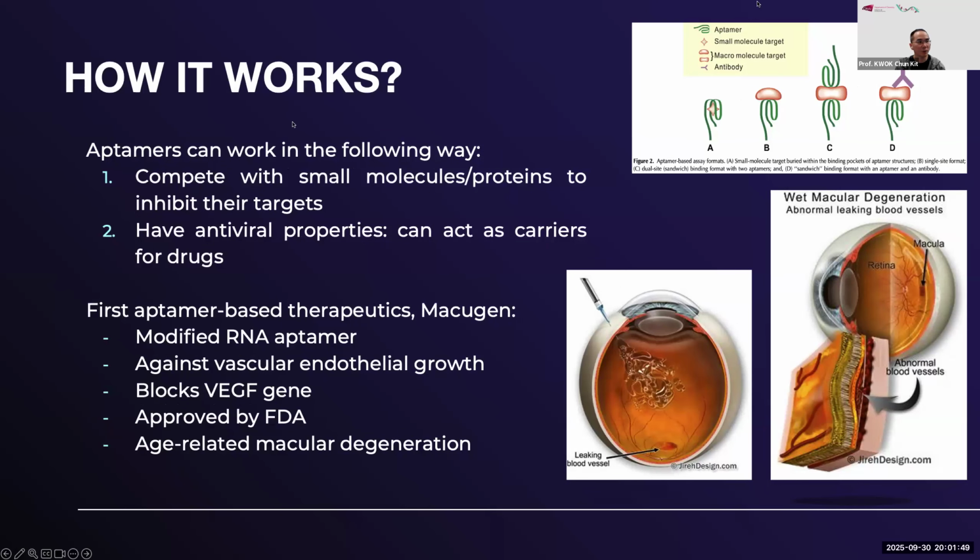So how does it work? An aptamer can work in the following ways. It can first compete with a small molecule or protein to inhibit the target. It can have antiviral properties, and it can act as a carrier for drugs as well. The first aptamer-based therapeutic is called Macugen. It's a modified DNA/RNA aptamer against vascular endothelial growth factor, blocking VEGF. It's approved by the FDA for age-related macular degeneration. So this can help to solve the problem.